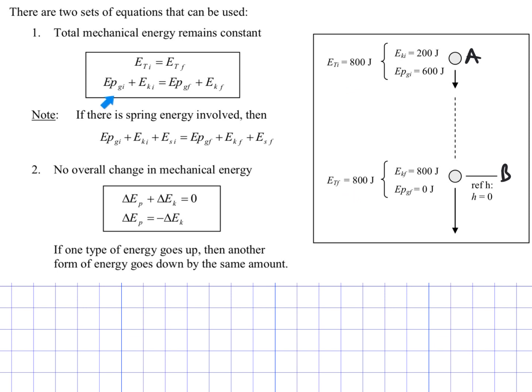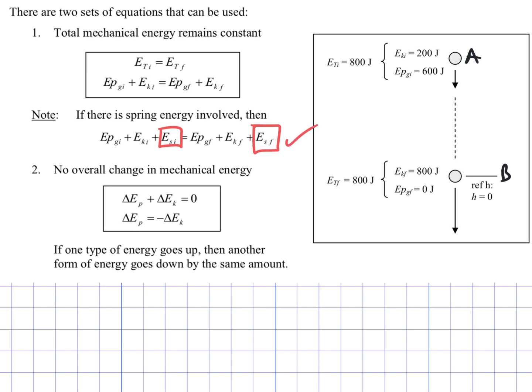And so we would have the statement, gravitational potential energy initial plus kinetic energy initial is equal to the gravitational potential energy final and the kinetic energy final. Easy peasy. If there is a spring involved, well, you just add it in. Notice that there's this spring energy initial, and then there'll be the spring energy final, and you just keep track of all those values.